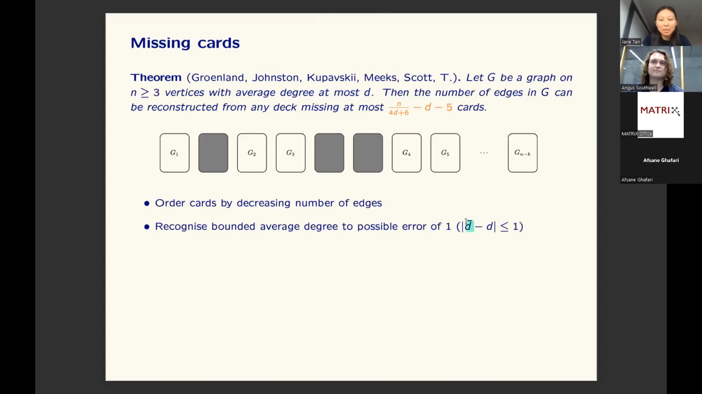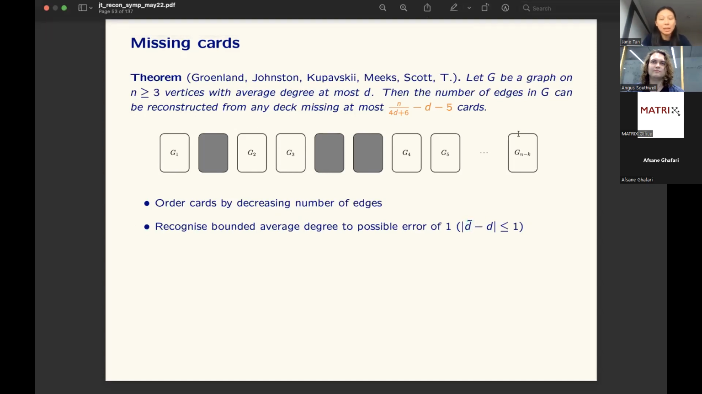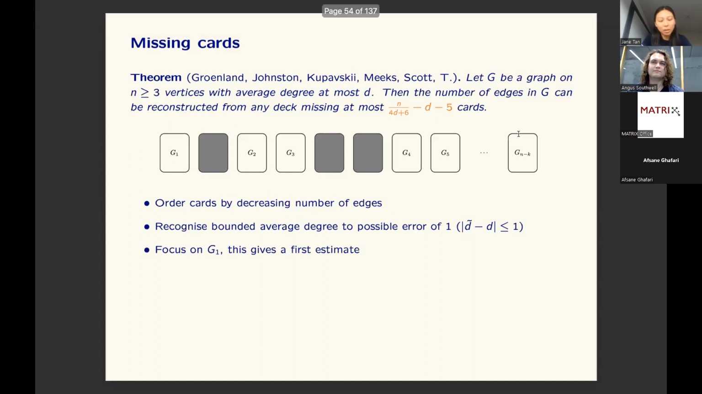D tilde is the notation I'm using for the estimate here. Then what we do is focus on G1, the card with the most number of edges, and that provides a first estimate for the total number of edges in the graph. It's really the best estimate that we have immediately, I suppose.